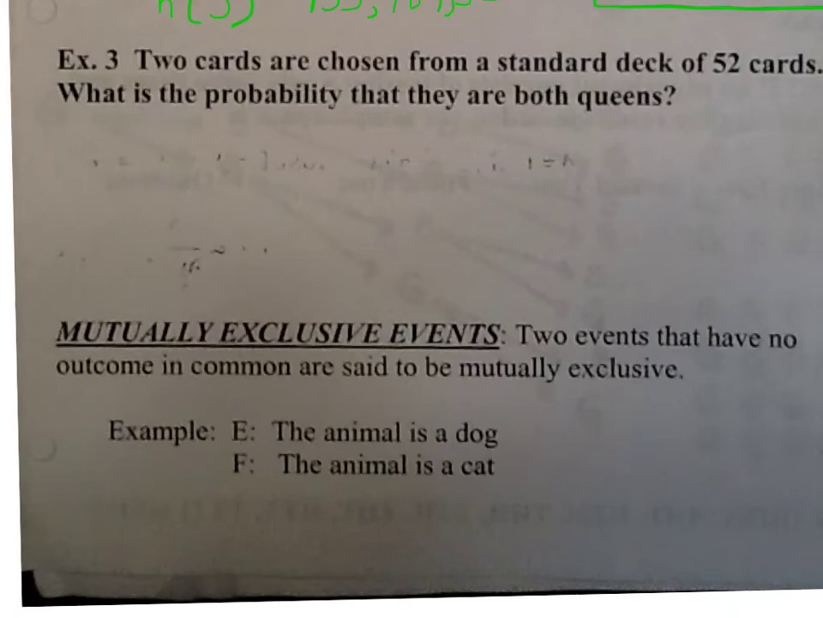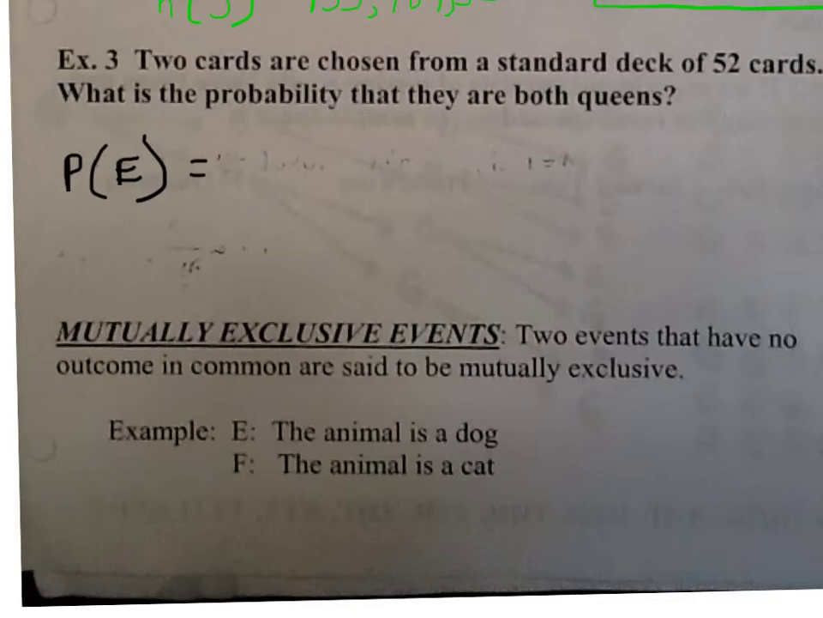So let's do another similar one, and maybe I won't write out every single step this time. Example 3. Two cards are chosen from a standard 52 cards. What's the probability they're both queens? Okay, so if I want to know the probability of this event happening, I want to do the probability of only queens over the entire set.